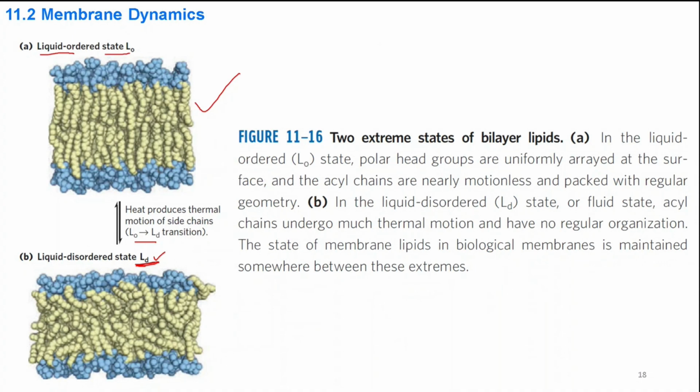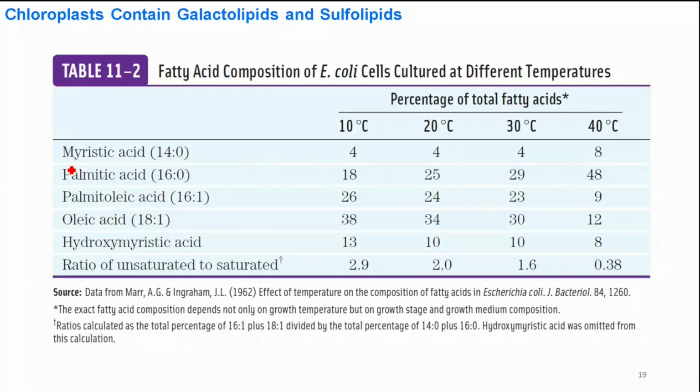We are moving next. So under different temperature conditions, different proportions of different fatty acids are present. For example, the ratio of unsaturated to saturated fatty acids is decreased when the temperature is increased. Definitely at high temperature only the saturated will sustain. That's why the ratio of the unsaturated to saturated is decreased under the high temperature.